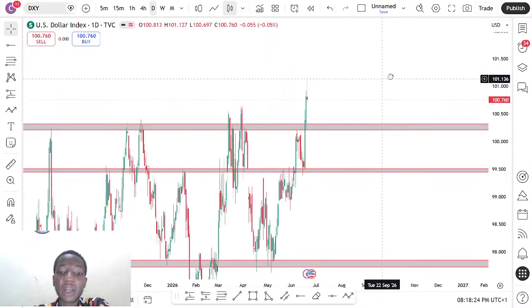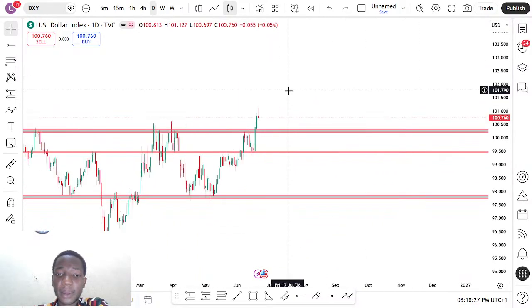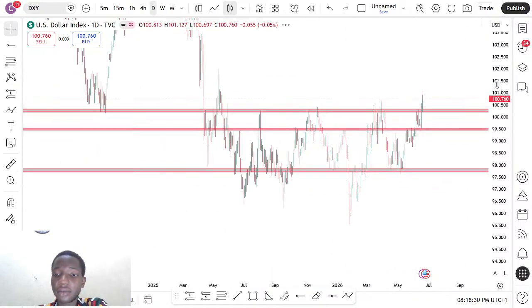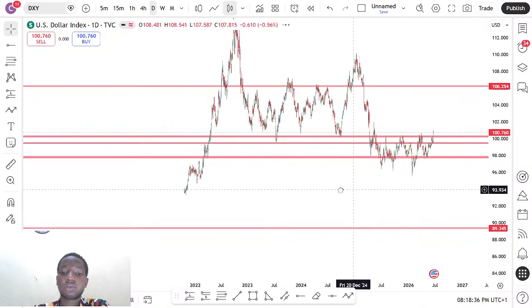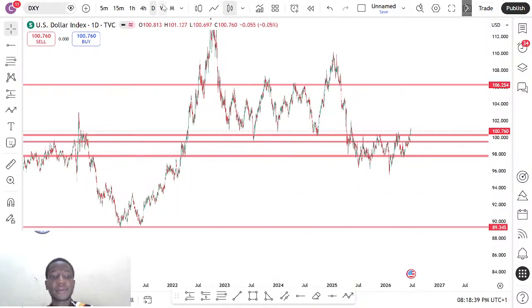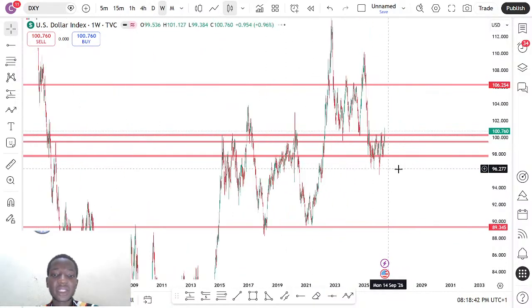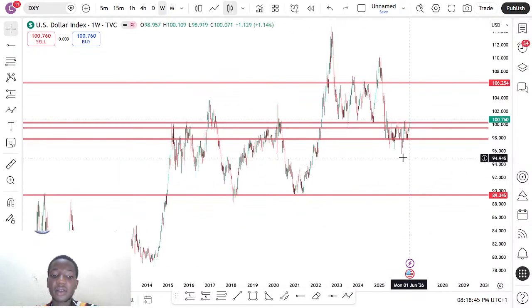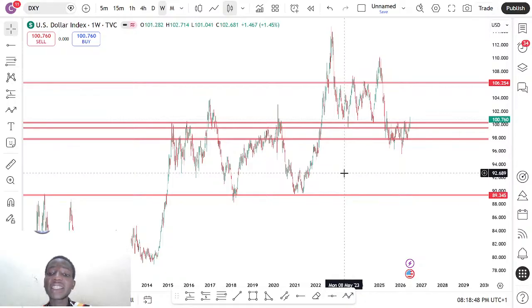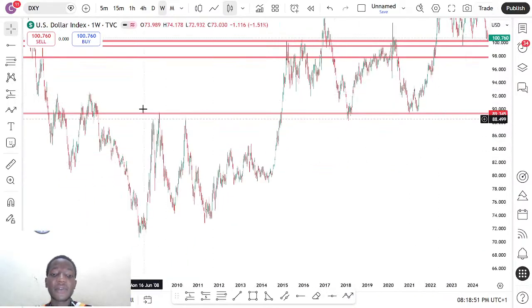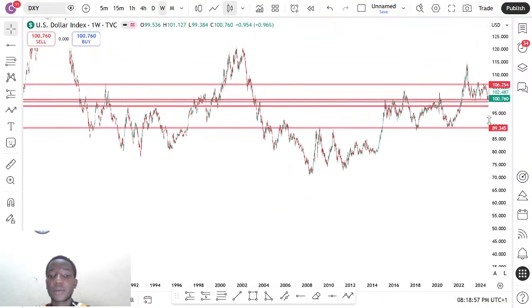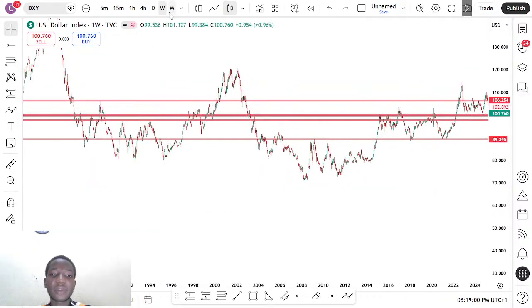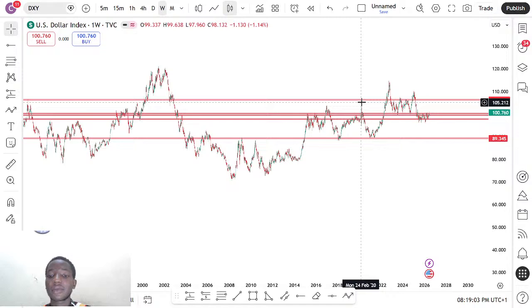So now, from the next move, what am I expecting from the US dollar index? Weekly time frame. If you see from the weekly time frame, the US dollar index is still in an uptrend. If you look here, it's in an uptrend. The US dollar is in an uptrend.